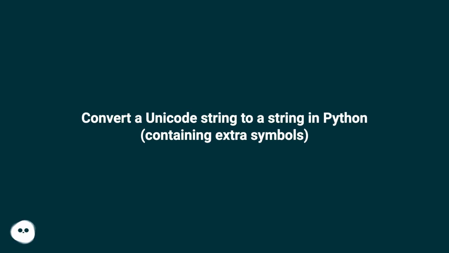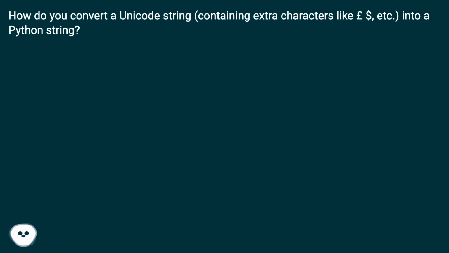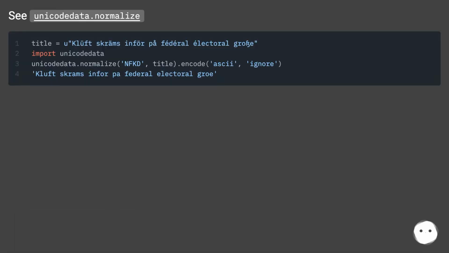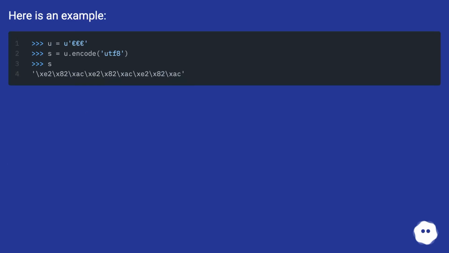Convert a Unicode string to a string in Python, containing extra symbols. How do you convert a Unicode string, containing extra characters, like pound, dollar, etc., into a Python string? See unicodedata.normalize. Here is an example.